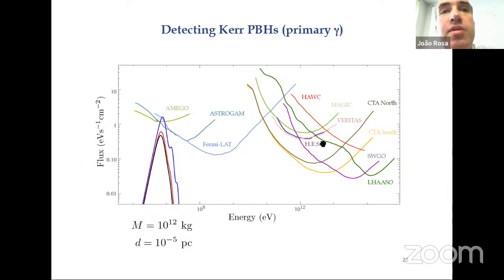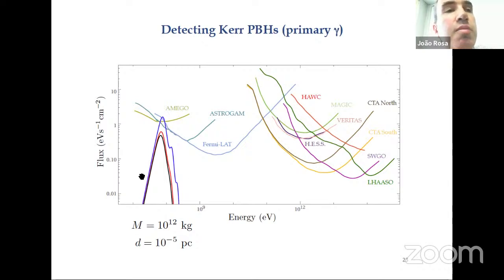HAWC has been available in all these experiments as well. Now we have LHAASO coming online. I think SWGO, I can't remember if it's online already. The CTA is certainly planned. So these are high energy gamma ray telescopes. And we also have, in the sub-GeV range, these two proposals, AMEGO and ASTROGAM, one from ESA and one from NASA, of gamma ray telescopes to probe this region.